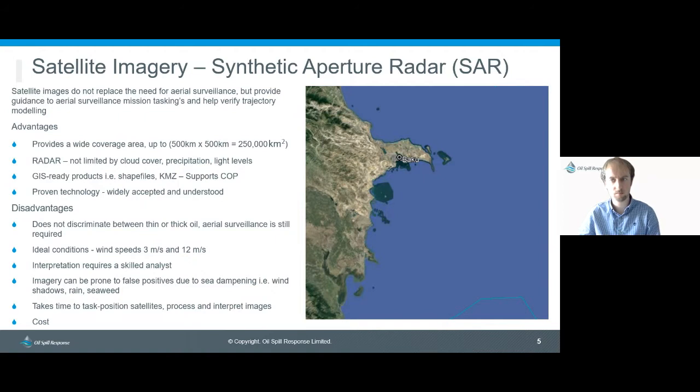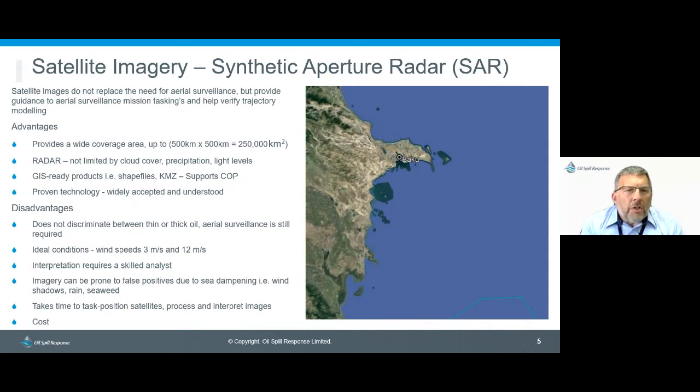So satellite images do not replace the need for aerial surveillance. So that's going up in an aircraft or using UAVs, but it does provide good guidance to guide those aerial surveillance missions and taskings, and that in turn will help us to verify the trajectory modelling as well. And we can use that information to feed it back into the modelling and improve the accuracy of that modelling as well.